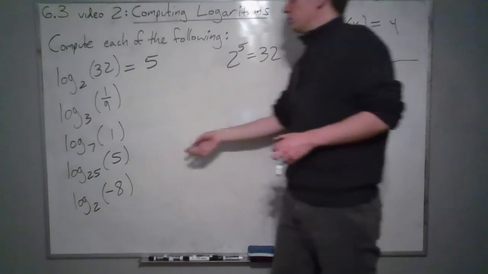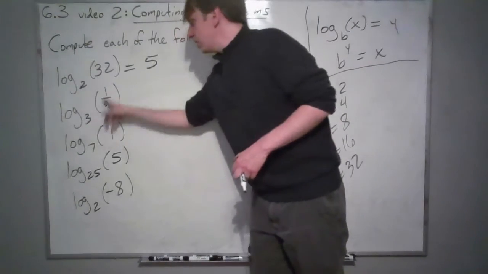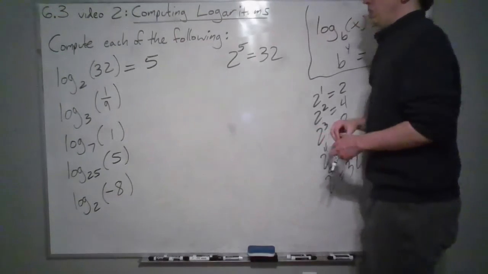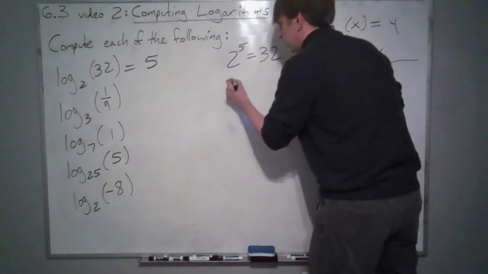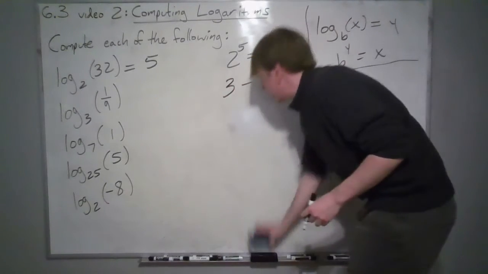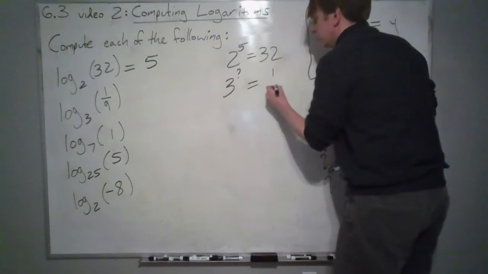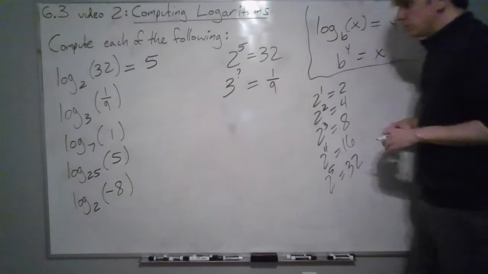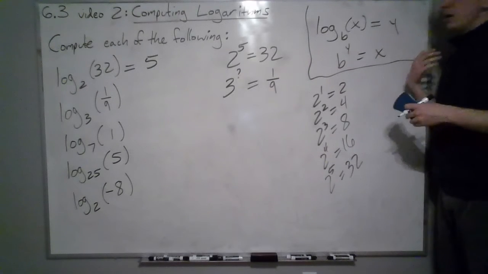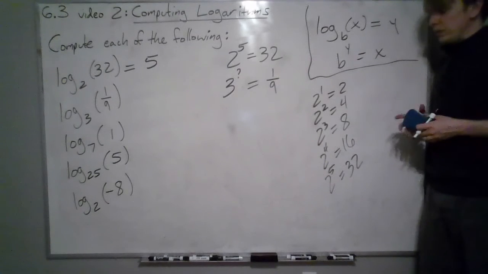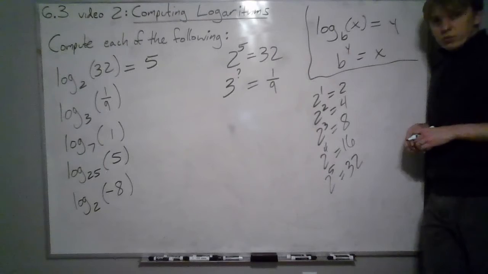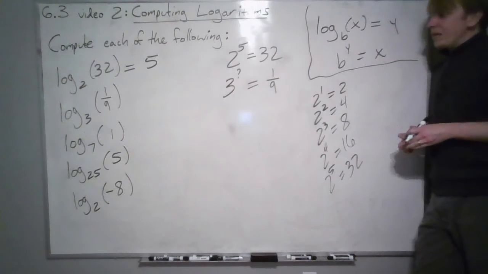Okay, let's try the next one, log base 3 of 1/9. So the base is 3. I don't know the exponent, so the exponent is going to be my question mark, and the answer is 1/9. And so I have to be a little creative. How do I make a power of 3 turn into 1/9? I know that 3 squared would be a 9, but how do I make it into a 1/9?